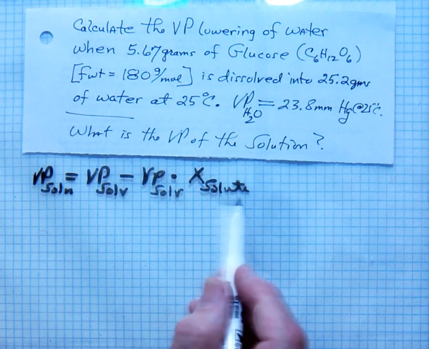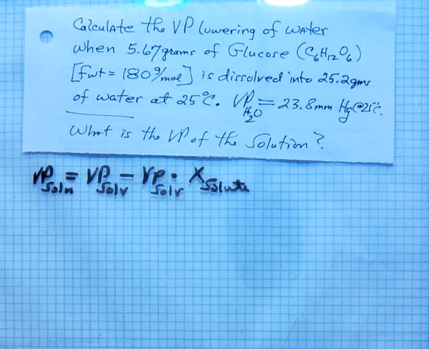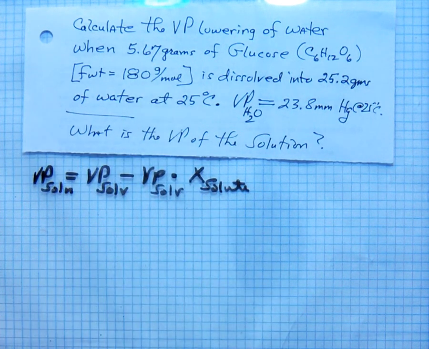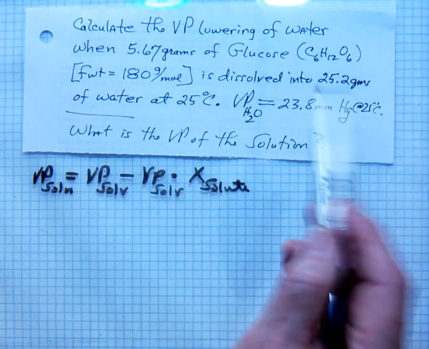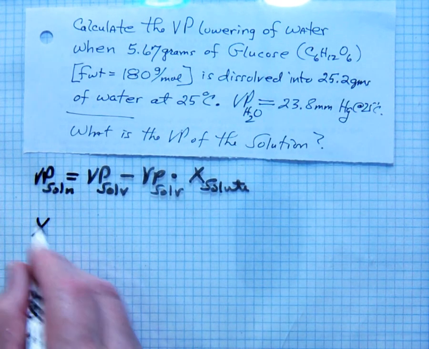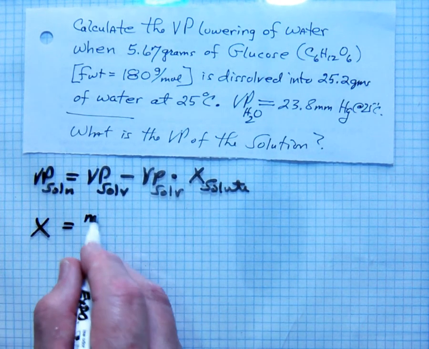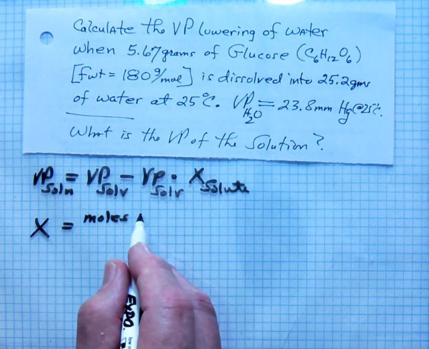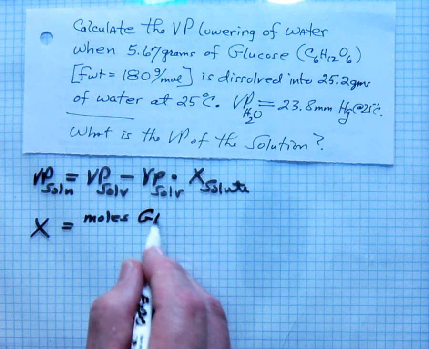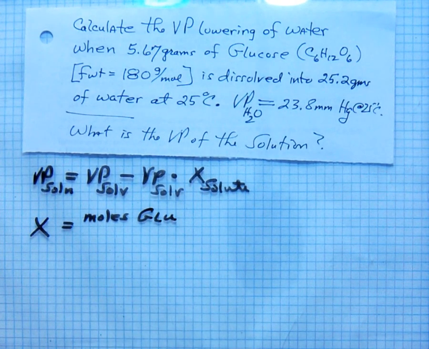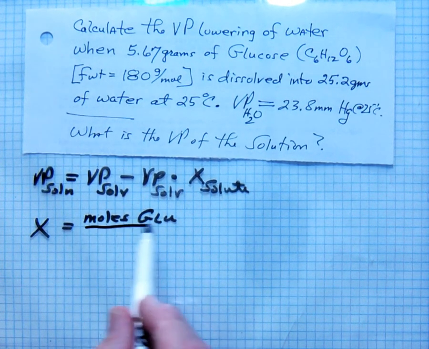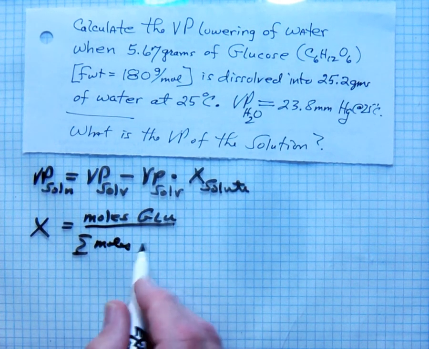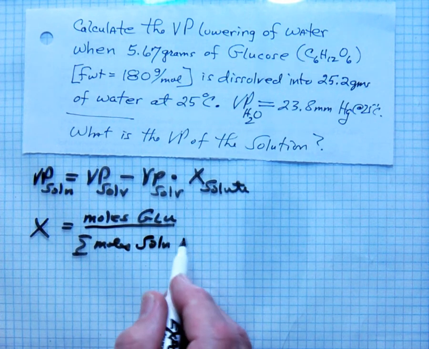But what we need to do is calculate the mole fraction of the solute. And so here is the grams divided into so many grams. And you recall mole fraction is moles of the component of interest, and this is glucose. I'm going to just write GLU, if that's okay, divided by the sum of moles of solution components.